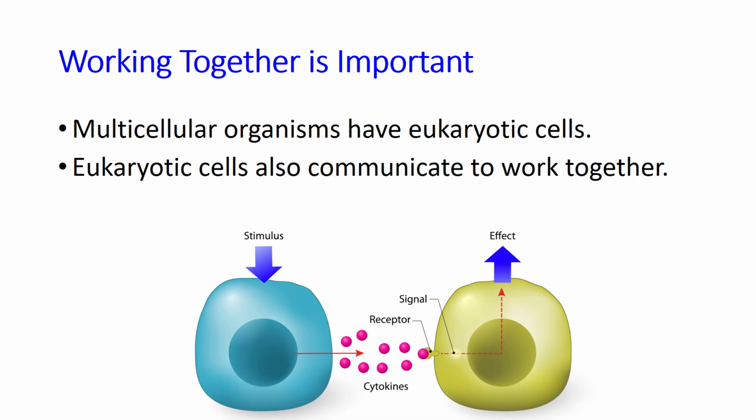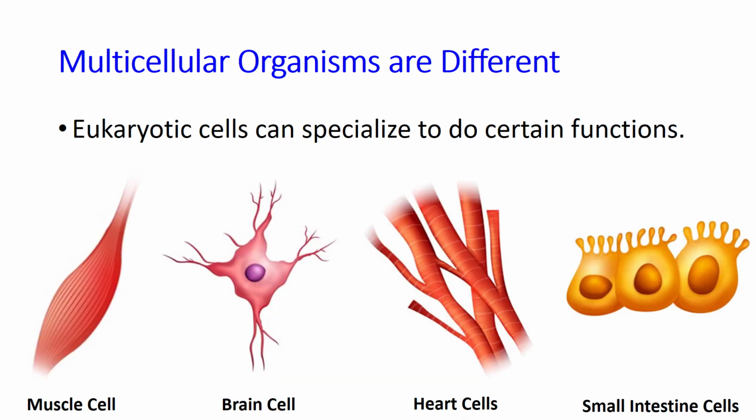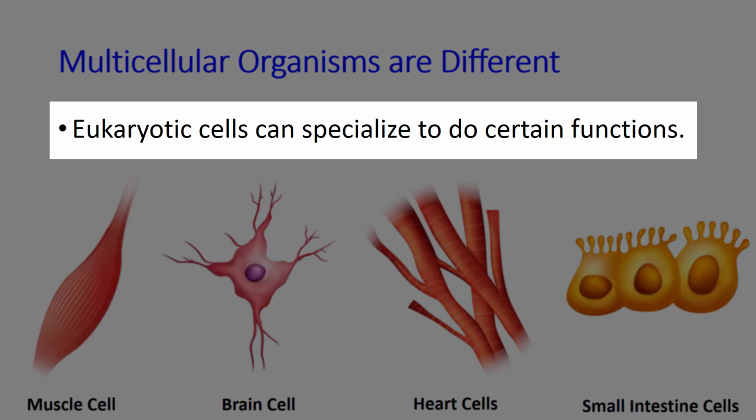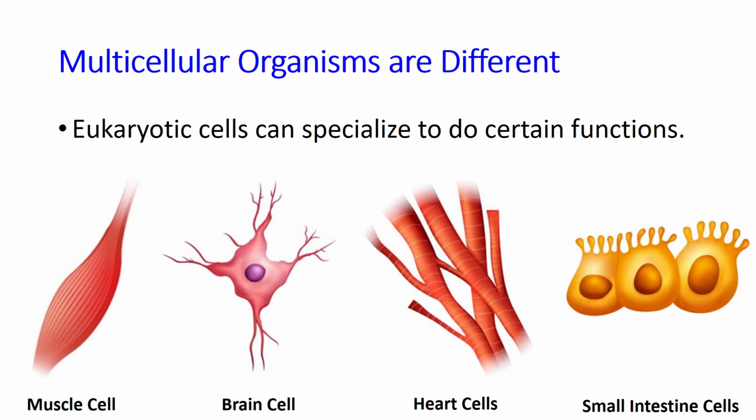Well, guess what? Multicellular organisms also work together and they also communicate to work together. But what's different is that eukaryotic cells actually can specialize to do their own functions. Like muscle cells contract and relax, brain cells, right, processing information, heart cells for pumping blood.